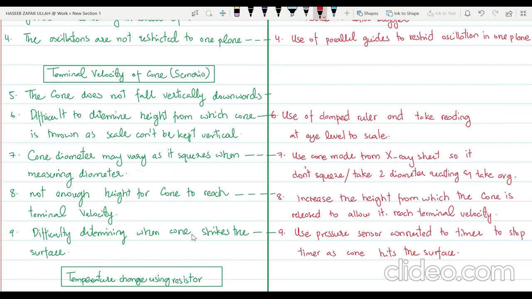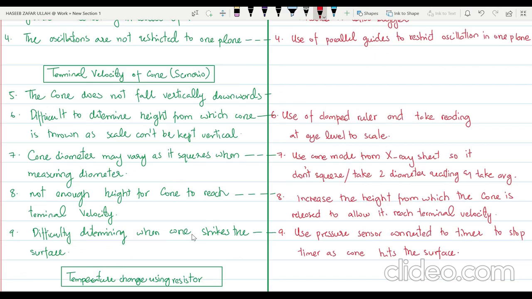balance error. The seventh error that can be experienced is the cone diameter may vary as it squeezes when measuring diameter. In this scenario, what the examiner actually asked was also to calculate the diameter of the cone. The cone was made up of paper. So that's why when we were measuring the diameter, the cone was squeezing and it was varying the diameter.